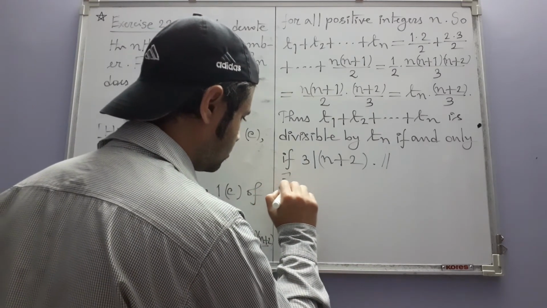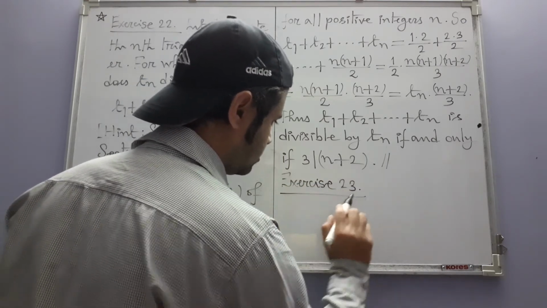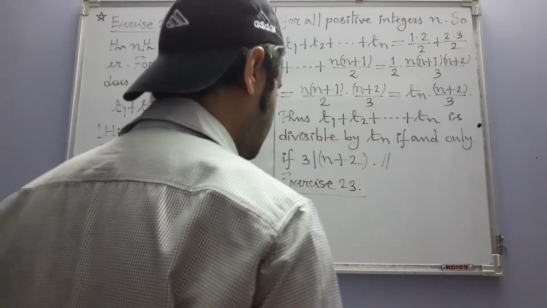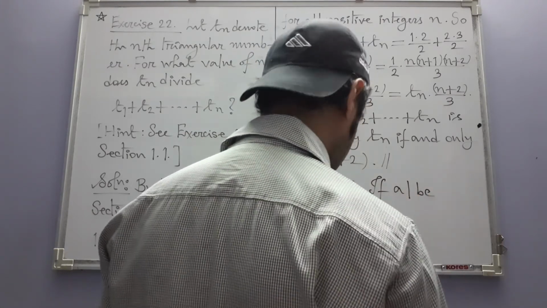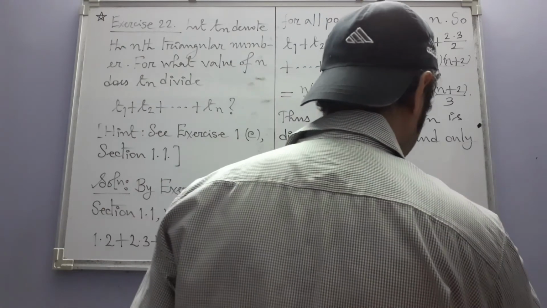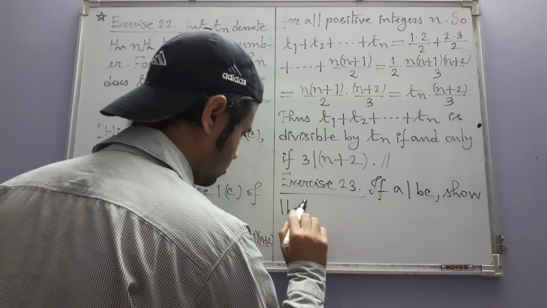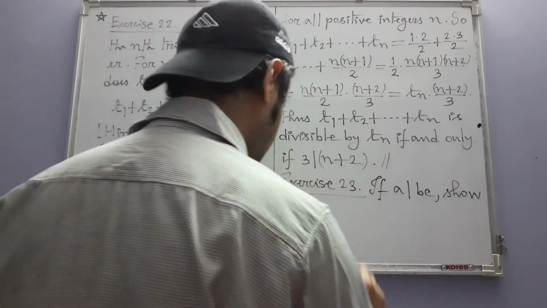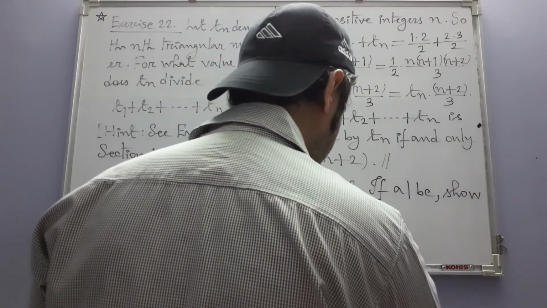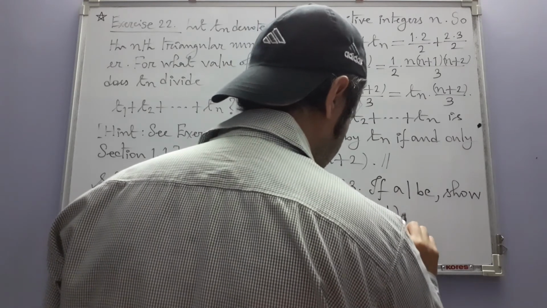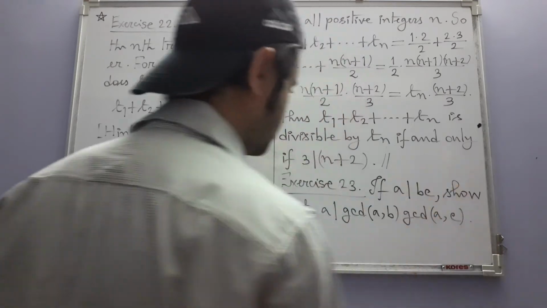Then exercise (23). If A divides BC, show that A divides the GCD of A and B times the GCD of A and C.